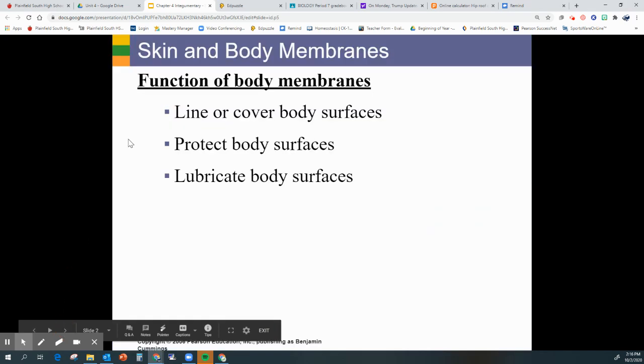So real quickly, just a basis of function for skin and those membranes. They serve three basic primary functions. We have lining or covering body surfaces, protecting some of those body surfaces, and then most of them also provide some sort of lubrication or secrete a substance that would lubricate those body surfaces.